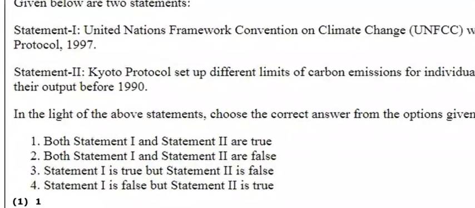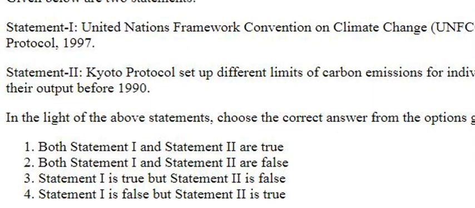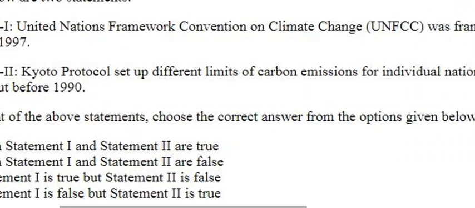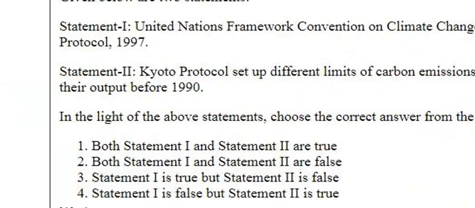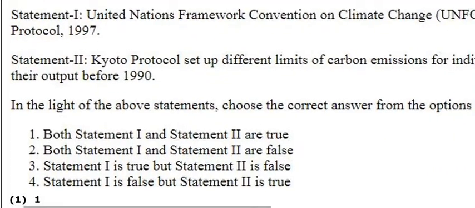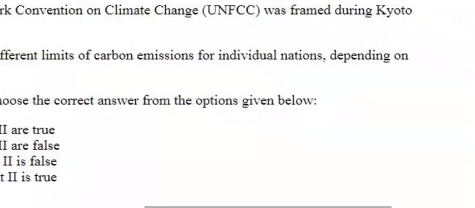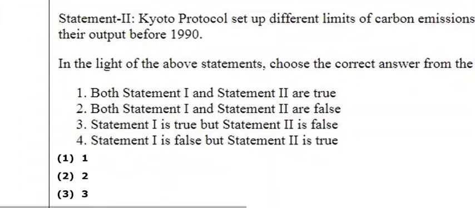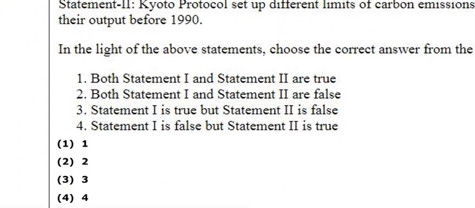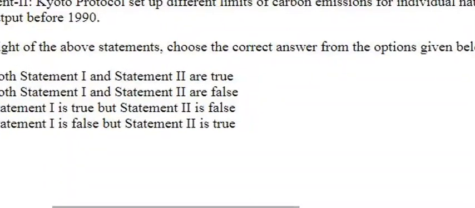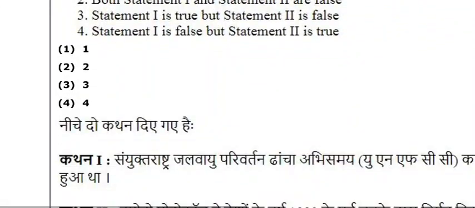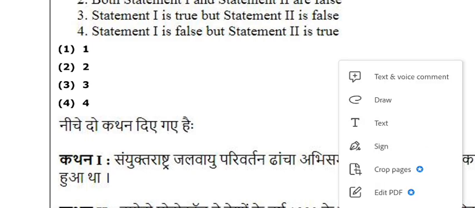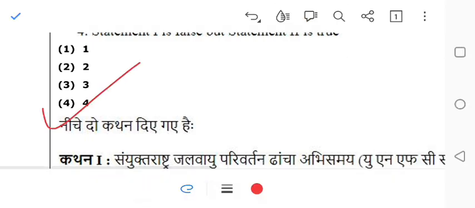39 says given below are two statements. Statement 1 says United Nations Framework Convention on Climate Change UNFCCC was framed during Kyoto Protocol 1997. Statement 2 says Kyoto Protocol set up different limits of carbon emissions for individual nations depending on their output before 1990. In the light of the above statements, choose the correct answer. So these are the options. Read it. It will be 1 is false but 2 is true. This will be our answer.